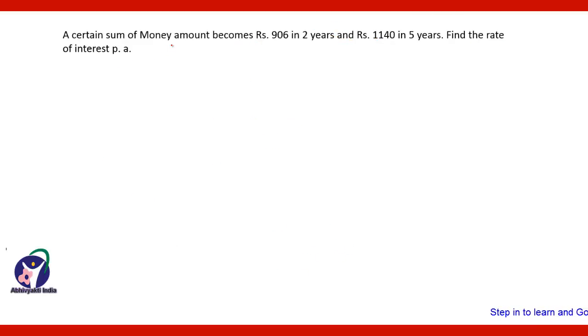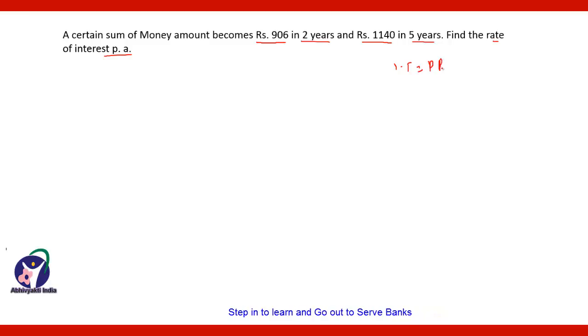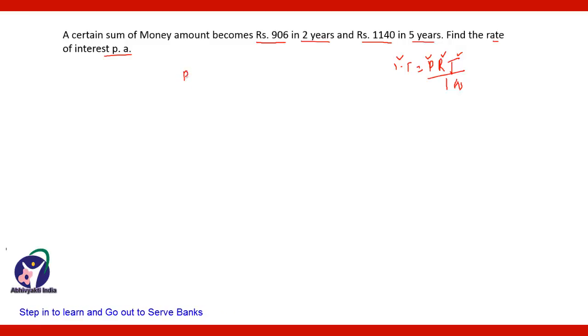A certain sum of money becomes rupees 906 in 2 years and rupees 1140 in 5 years. Find the rate of interest per annum. To find the rate of interest, we know that simple interest is equal to PRT upon 100. So to find R, we require simple interest, principal, and time. So here we know that in 2 years the amount is rupees 906 and in 5 years the amount is 1140 rupees.